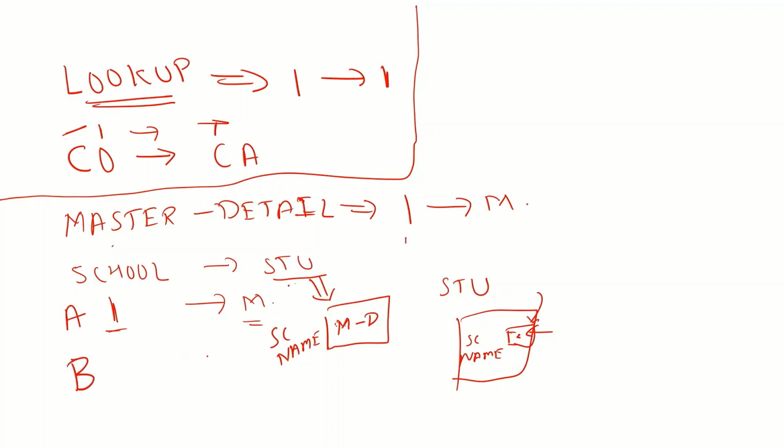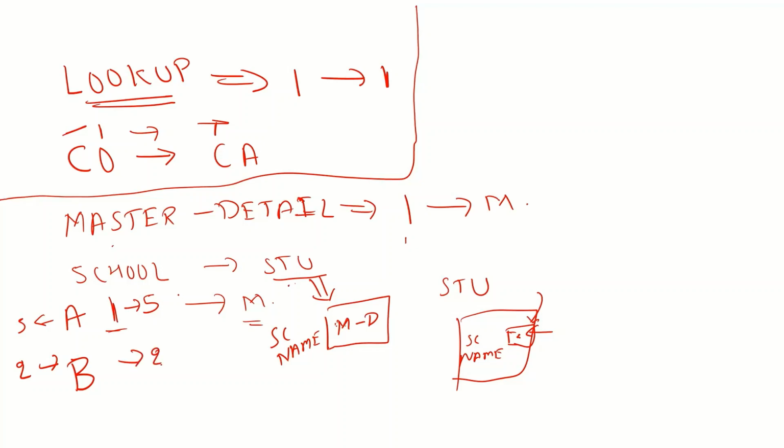So there are five students in A school, and there are two students in B school. So we want to count how many students we have in A school. We can just create a roll up summary field where we will roll up using an aggregate function, that is count, and then we will count the number of students A has. So the field will populate with the number 5, and in B it will populate with 2.